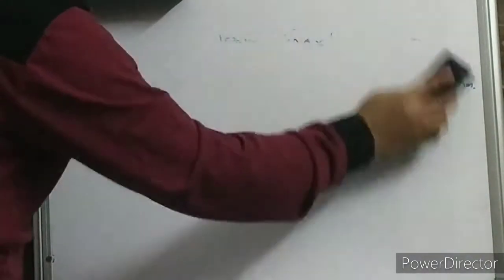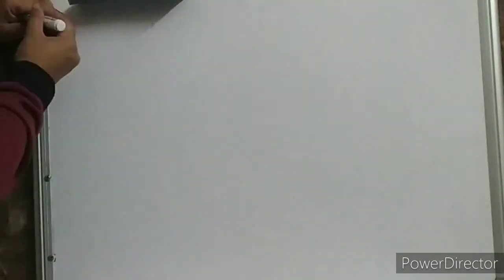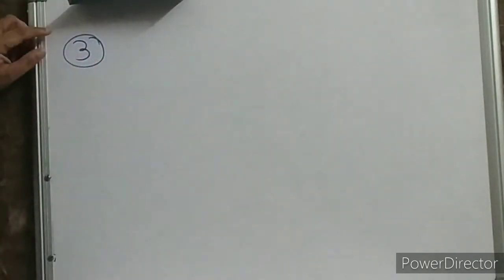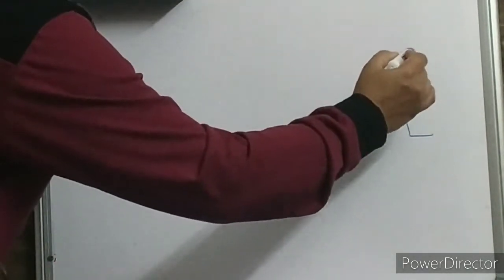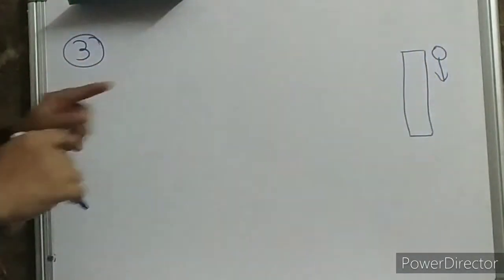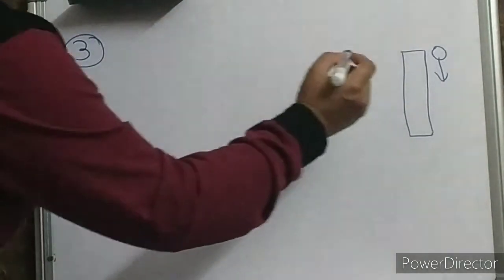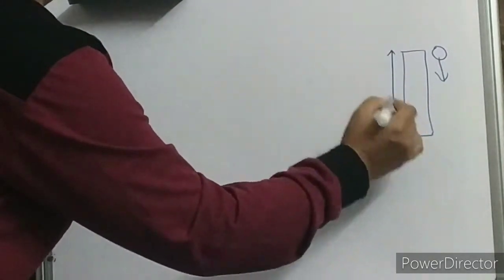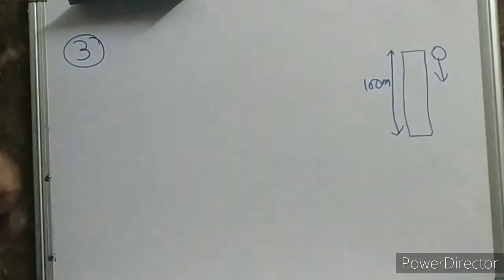Now we are moving to the last question. A little bit lengthy question. Let's see how we can solve. This is your last question, children. A stone is allowed to fall from the top of a tower. Suppose this is your tower. One stone is allowed to fall from the top of a tower. Tower height is given, 100 meter. This is your tower, children.